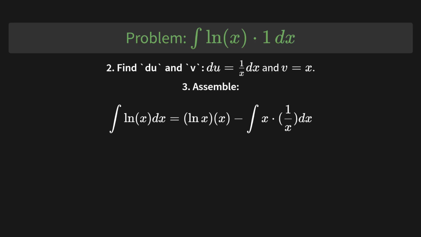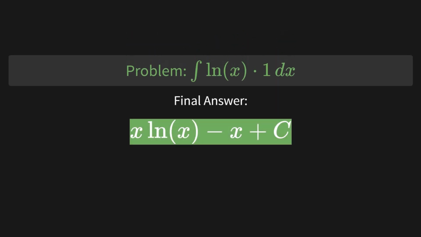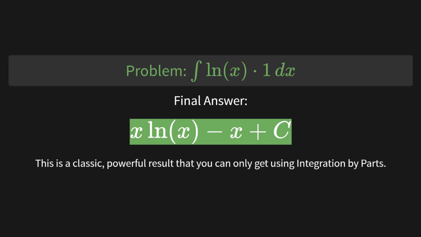Step 4, solve and simplify. That becomes x times the natural log of x minus the integral of just 1 dx. And the final answer is x times the natural log of x minus x plus c. This is a classic, powerful result that you can only get using integration by parts.